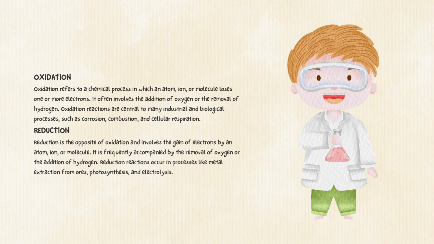Oxidation. Oxidation refers to a chemical process in which an atom, ion, or molecule loses one or more electrons. Oxidation may also involve the addition of oxygen or the removal of hydrogen. Oxidation reactions are central to many industrial and biological processes, such as corrosion, combustion, and cellular respiration.